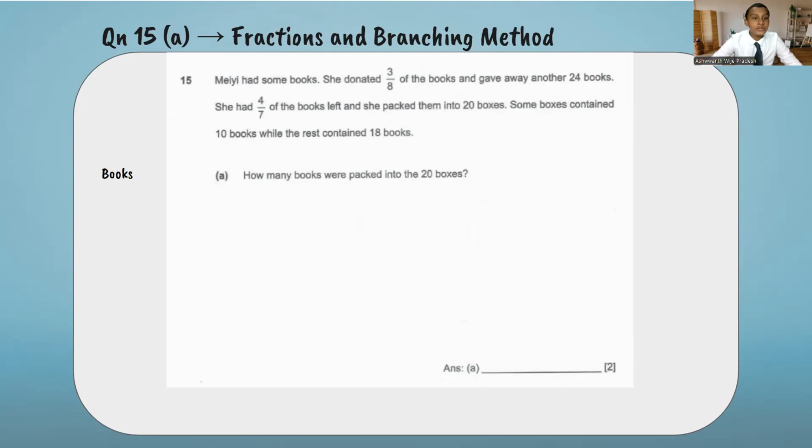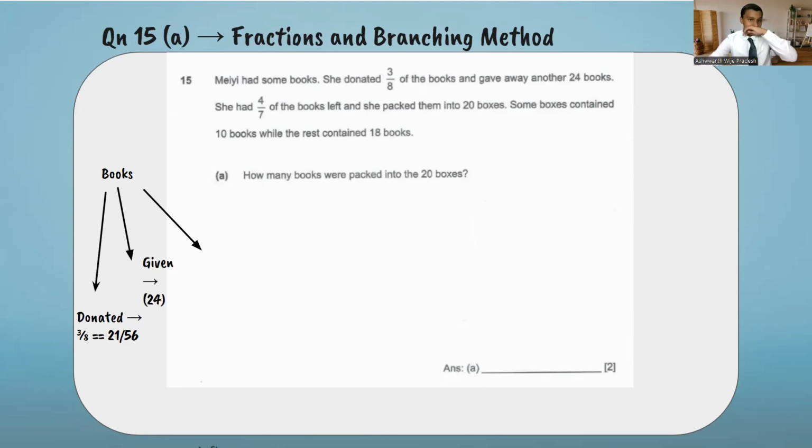So, we have books. We draw 3 arrows because there are 3 parts. First is donated, 3/8. Next, given, which is 24. And lastly, left, 4/7. So, it will be easier for us to find the given books and the left books if we make it into 56. So 3/8 is 21 over 56 and 4/7 is 32 over 56 as written. So we can take 1 minus 21 over 56 minus 32 over 56, which is 3 over 56.